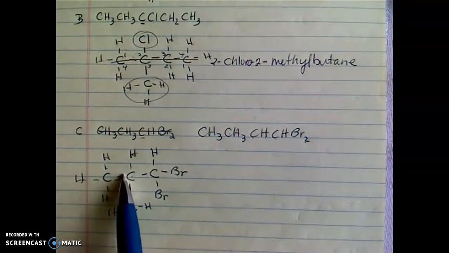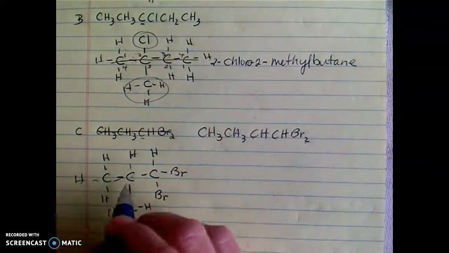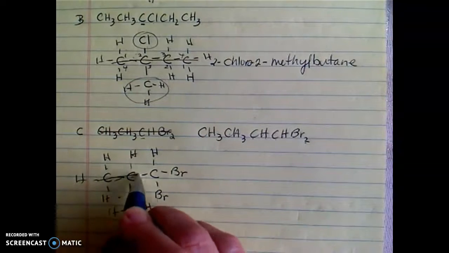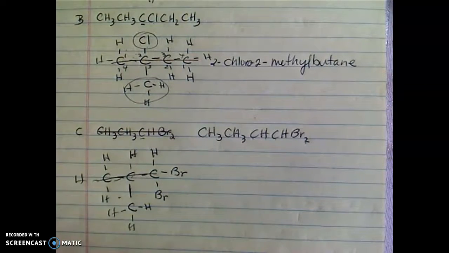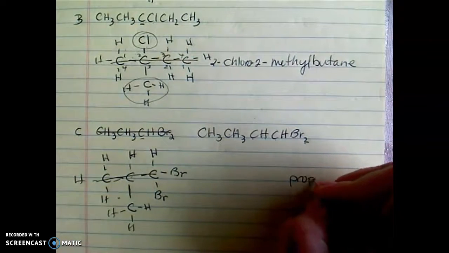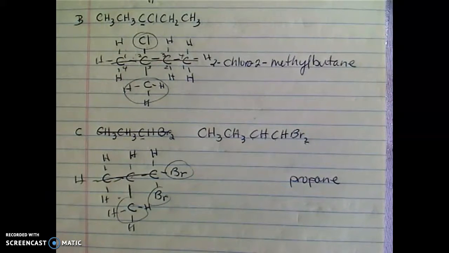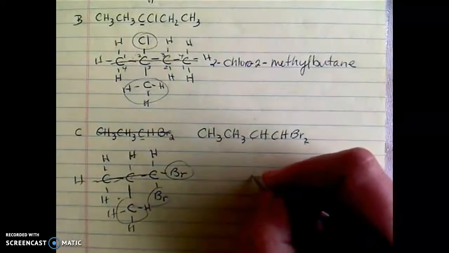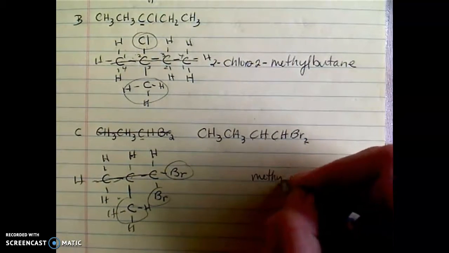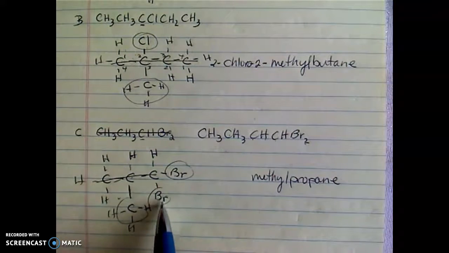Count your chains. You can go 1, 2, 3, 1, 2, 3. Looks like no matter what, I'm going to have 3. So I'm going to go with my straight chain right here, 1, 2, 3. 3 is, remember, prop, so I've got propane. And I have 3 branches. So this is a methyl group, so I know I'm going to have methyl first. So methyl propane. And I'm going to have 2 bromines.